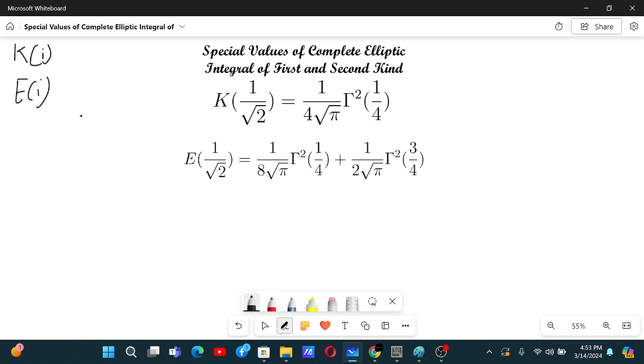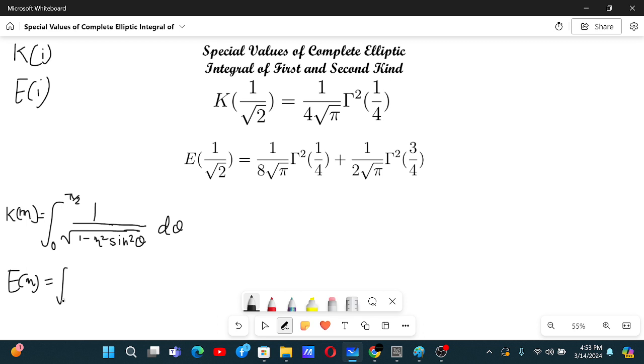If you don't know about the elliptic integrals in the first place, let me just define it. The complete elliptic integral of first kind, K of m, is defined as the integral from 0 to pi by 2 of 1 by root under 1 minus m square sine square theta d theta. And E of m is defined as the integral from 0 to pi by 2 of square root of 1 minus m square sine square theta d theta.